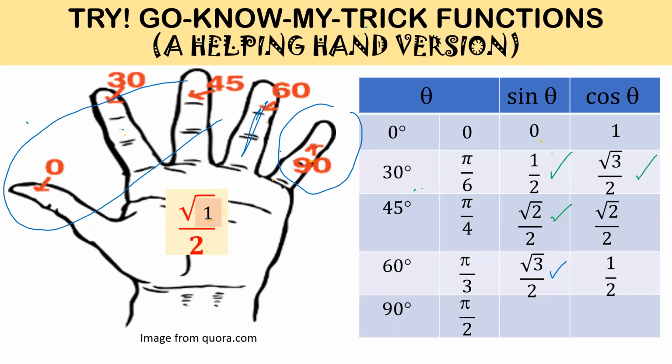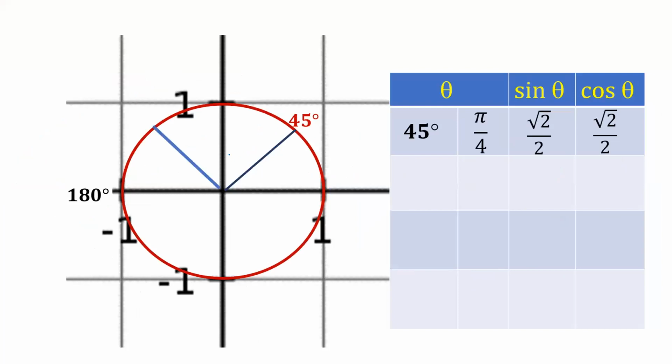Okay? Of course, when it comes to 90, if you are to fold this, your sine will have 4 fingers on the left, so this will be 4. It's square root of 4 over 2, which is 1. Your cosine is 0, since you have no finger on the other side. So 0 over 2 is 0. Okay. So those are the special values that we can have. In summary, these are what we got.